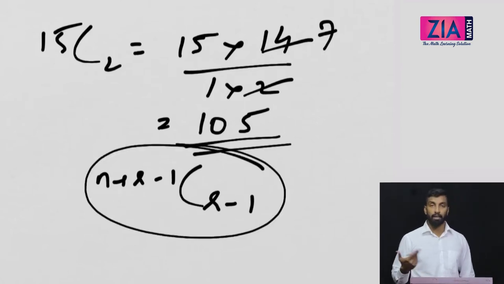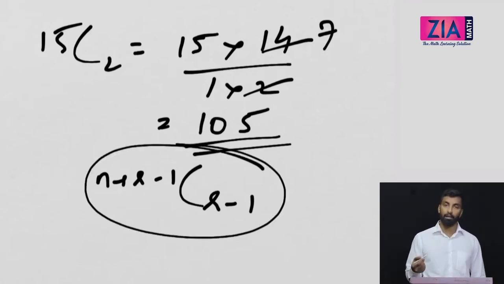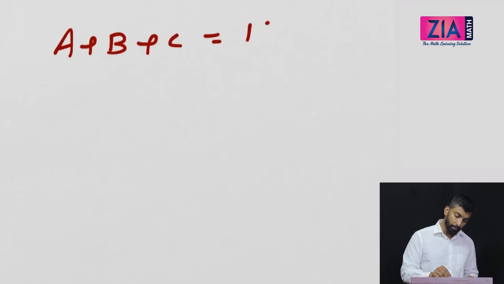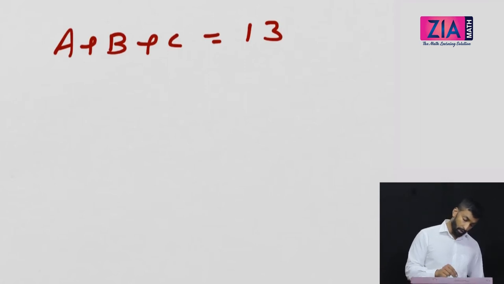But if I put different conditions, this formula is not useful, right? So that's why I'll give you a different method. It is going to be useful for you, right? So I hope you might have understood. You can write it as A plus B plus C is equal to 13. You have 13 chocolates. You need to distribute among 3 different people, right? So how can you do this?